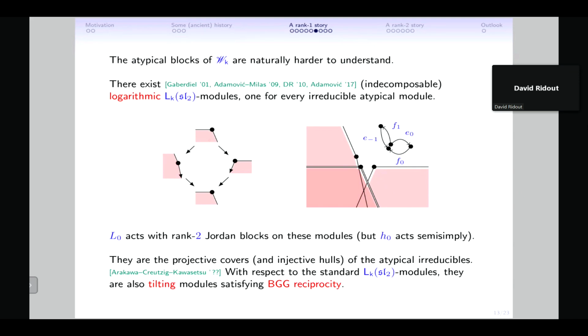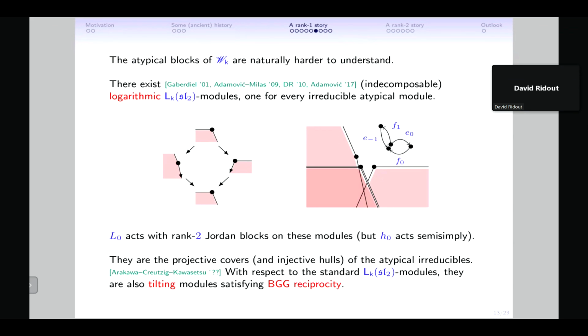Effectively what happens is that the highest weight module here in the head, when you act, say, on the generating vector here with L0, you'll end up with, well, the action gives you a Jordan block, and the Jordan partner, or the image, if you like, is the corresponding vector down in the socle. Right, so you get a rank 2 Jordan block connecting the head to the socle.